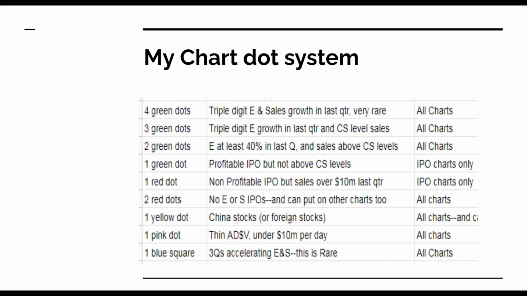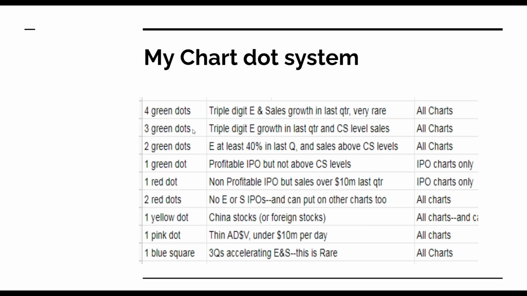And then when you see the dots on my charts, this is what they are. This just helps me in screening. If right above where it reported earnings, I have 4 green dots, that means it had triple-digit earnings and sales in the last quarter. So that's really strong. I want to study that chart. I want to study that stock to see if it's a true CANSLIM stock.